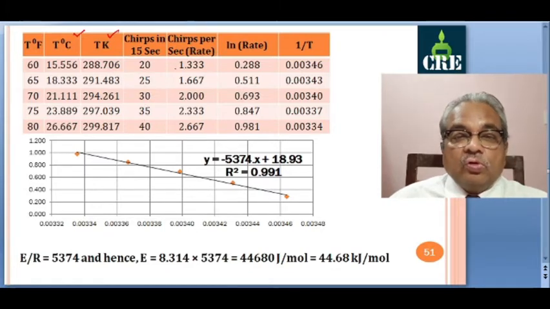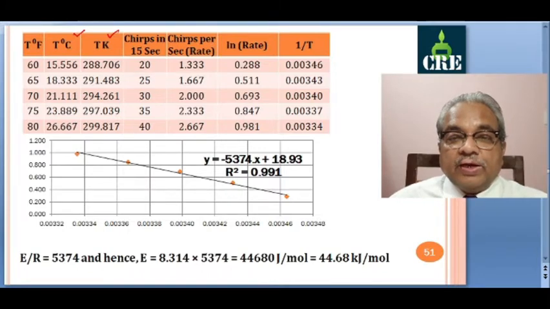So per second, rate per second. So this divided by 15. Chirps in 15 seconds divided by 15. So this gives me the rate, which is equivalent to the term K. So ln of K, or ln of rate, and this is 1 by T. So you plot ln of K on the y-axis, 1 by T on the x-axis, and get the best fit line.